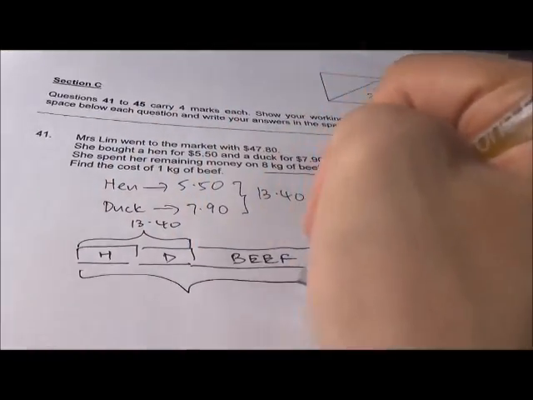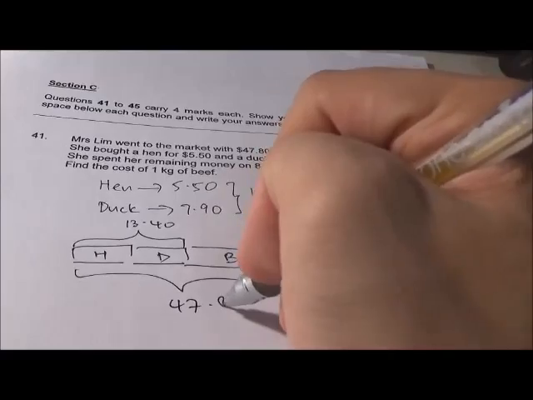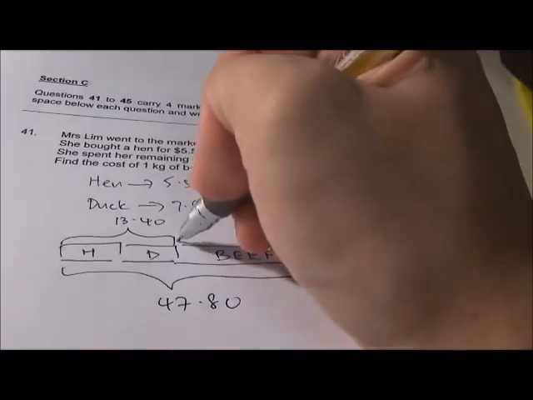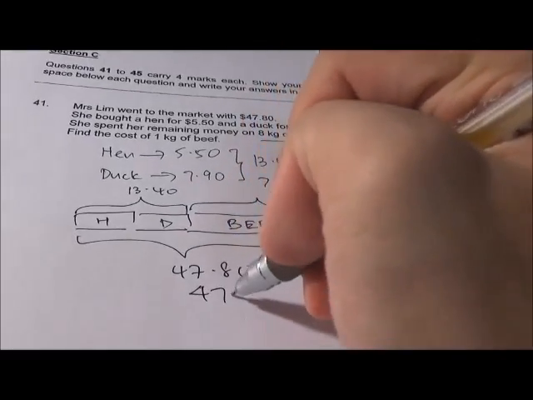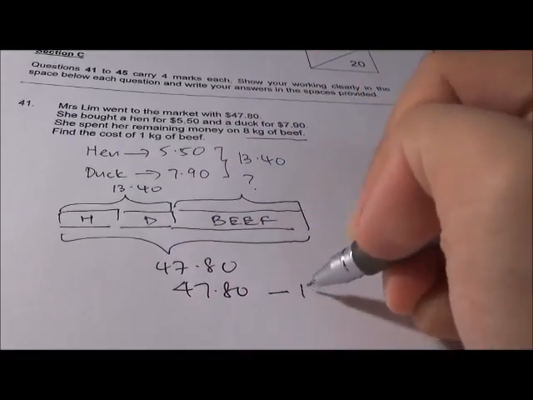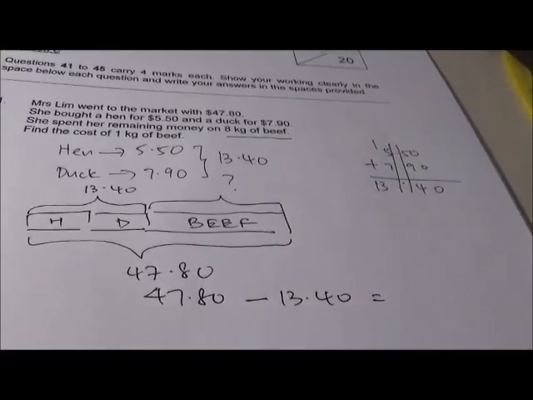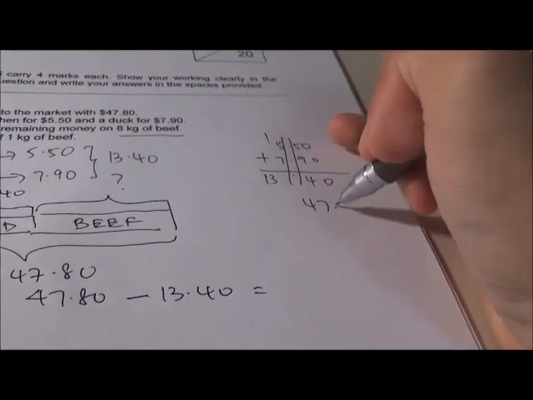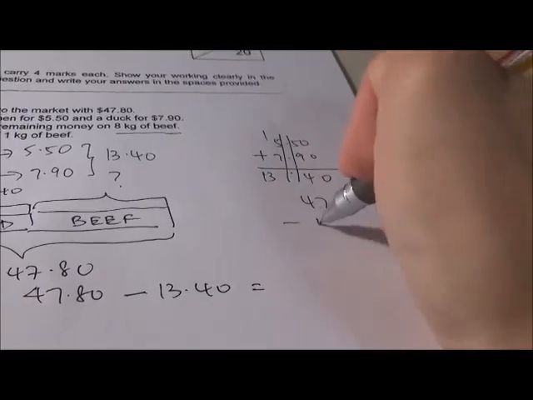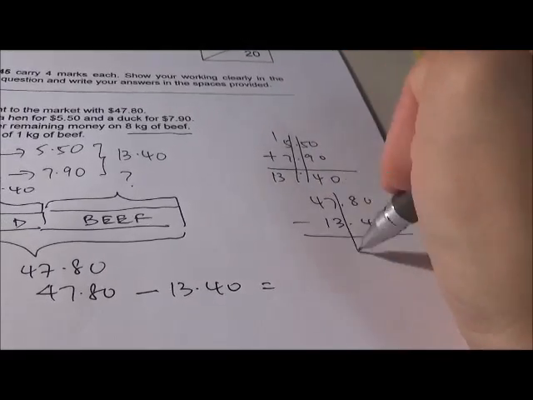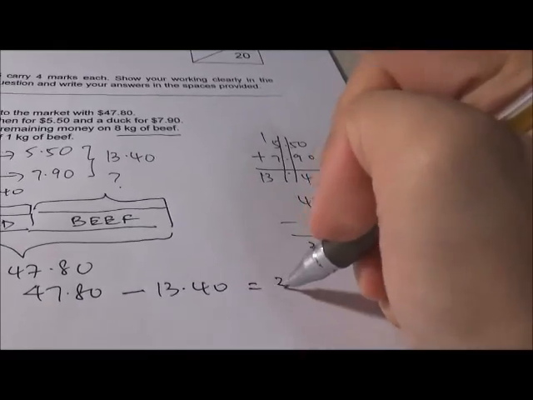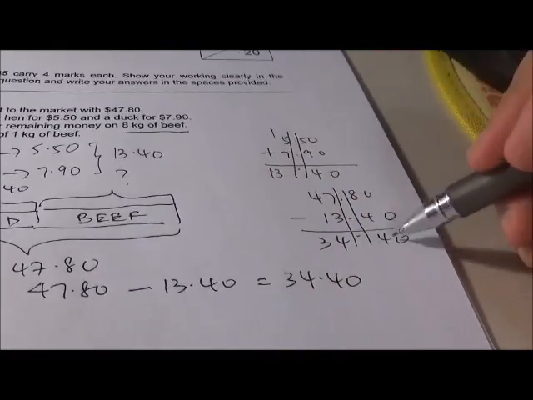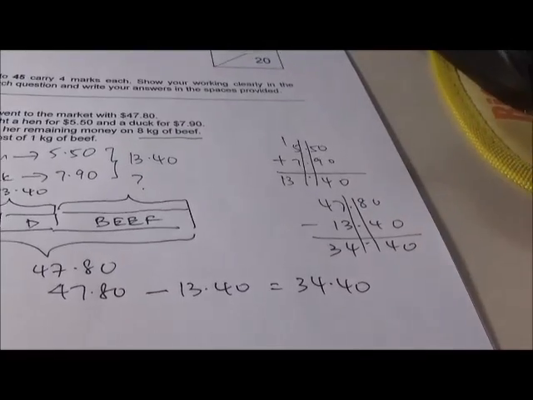Altogether she spent $47.80. Will you be able to find out what about the beef? So you take $47.80 minus $13.40. You have to do the working again. Please make sure you do your working properly. That will be 40, 4, 3, so $34.40. Let me check. Okay, $34.40, that's for the beef.